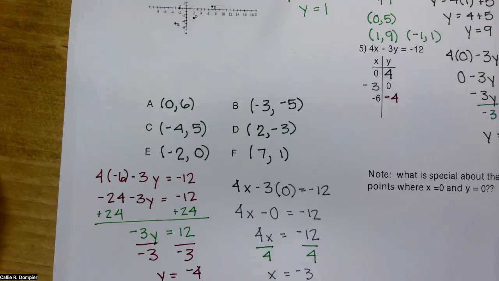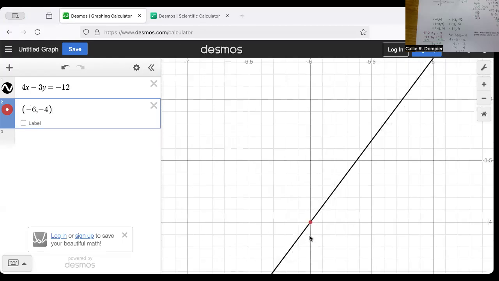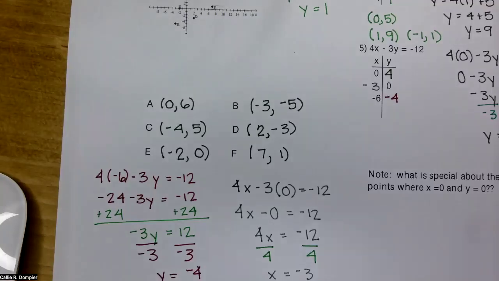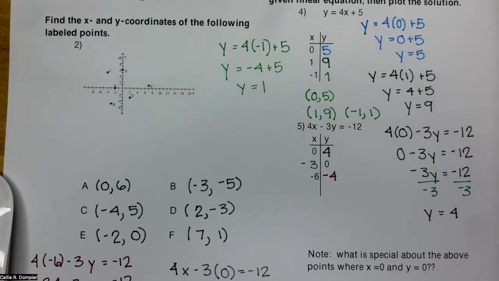We can check that on Desmos, even though it doesn't give us a table, by just putting in the point negative 6, negative 4. And you can see how it is on the line. Good. All right, so we have the points 0, 4, negative 3, 0, and negative 6, negative 4.